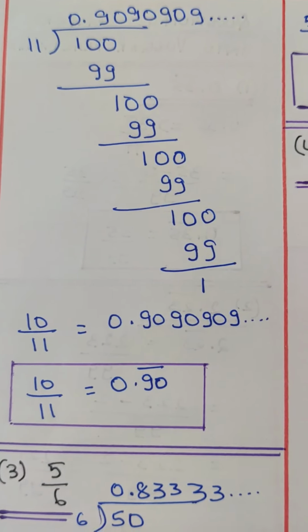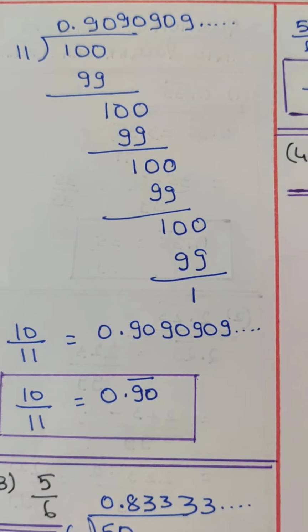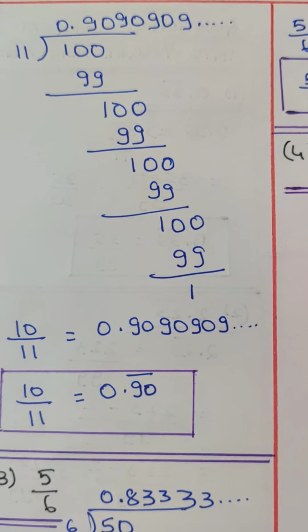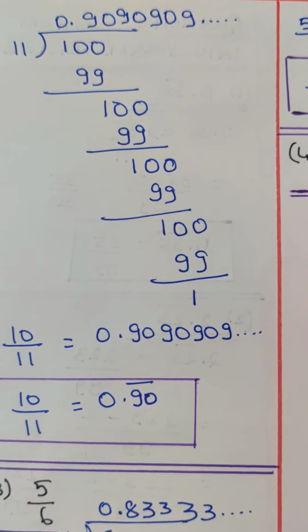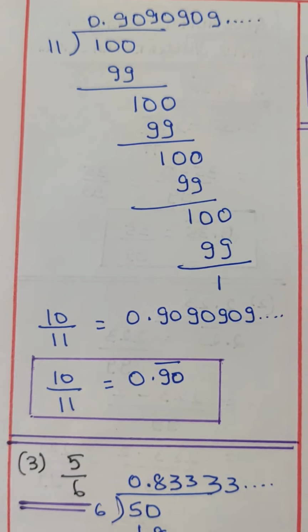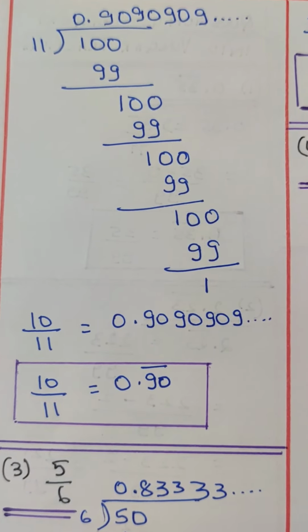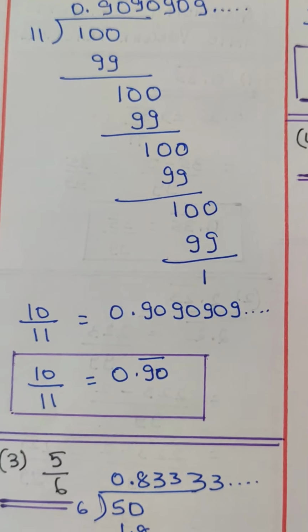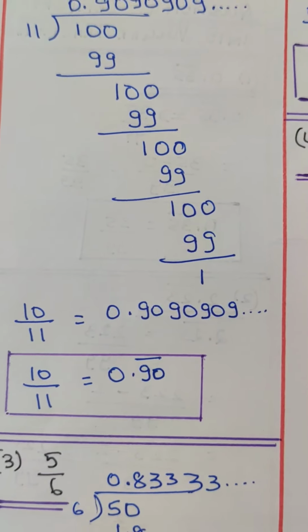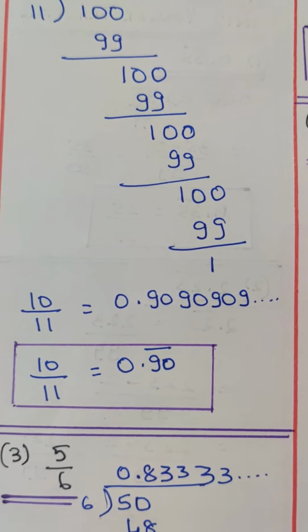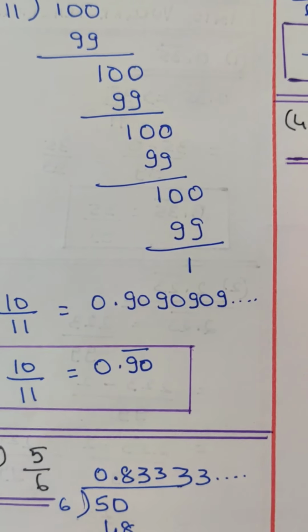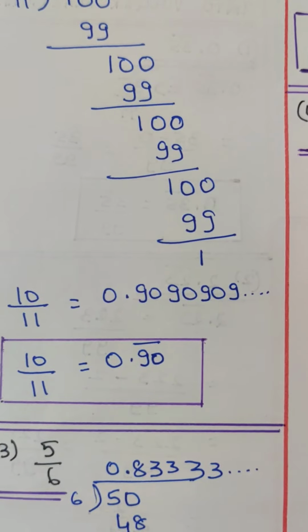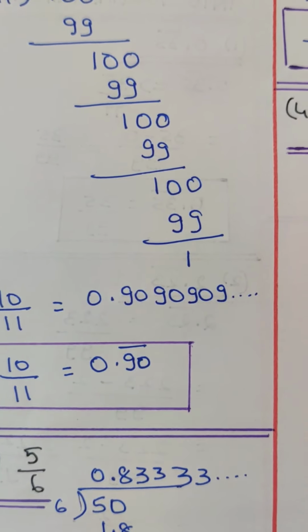Since we have already put the decimal point, you take it as 10. Since 10 will not go, you again put a 0 in the quotient and it becomes 100, and again 11 nines are 99. So 10 by 11 is equal to 0.90909090, and it goes on for infinite time. So 10 by 11 is equal to 0.90 with a bar on 90, because 90 is going to be recurring. Hope this is clear.